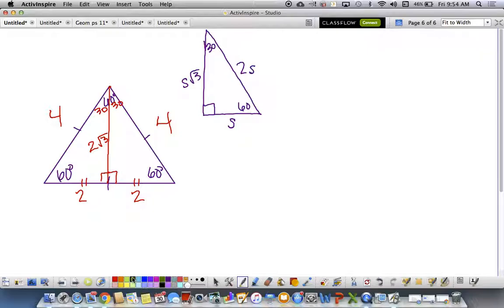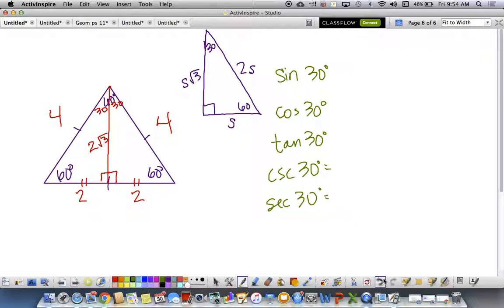So now I need everybody to tell me what sine 30 degrees is. What cosine 30 degrees is. Guess what? We're not stopping. Tangent 30 degrees. Cosecant 30 degrees. What about secant 30 degrees? What about cotangent 30 degrees? Go. You have 2 different triangles. And I want exact values, so plugging them in your calculator does not help you at all.